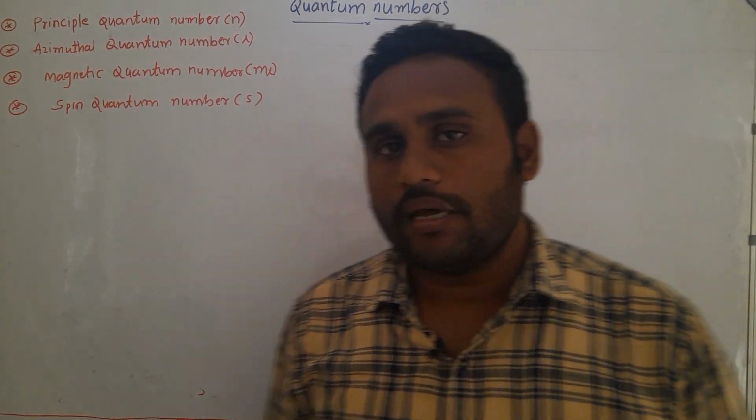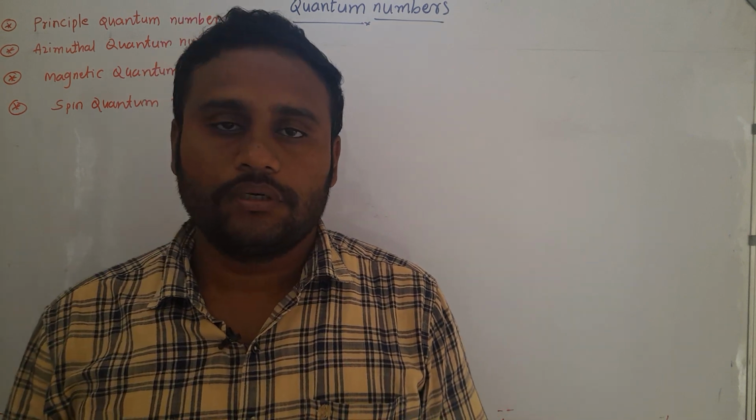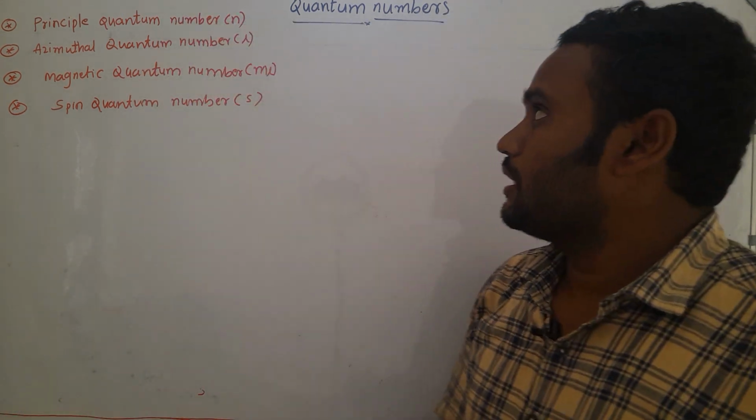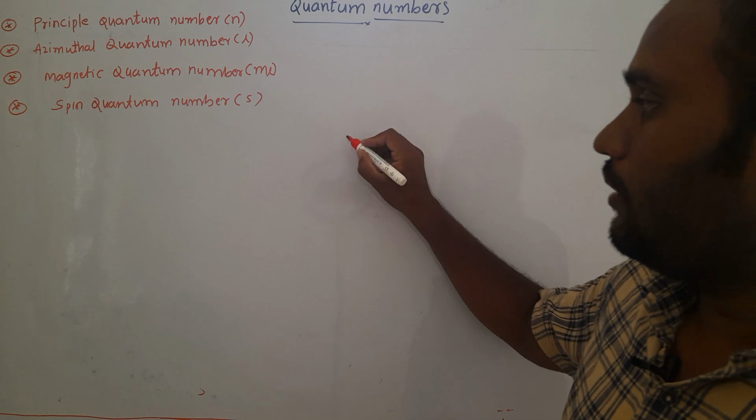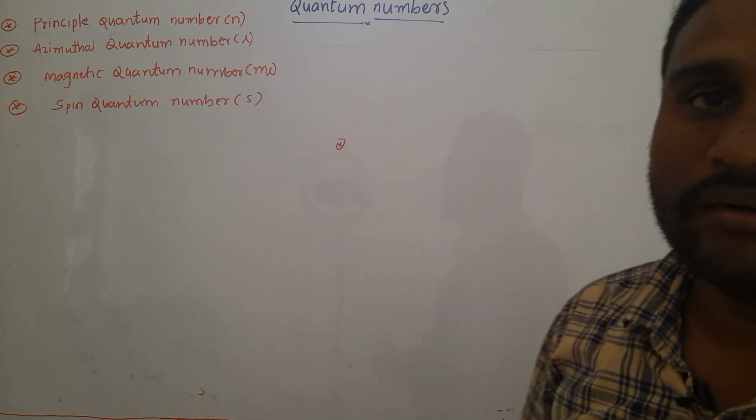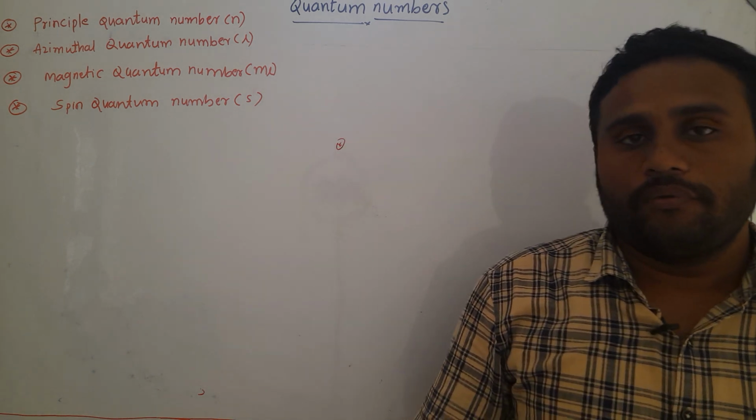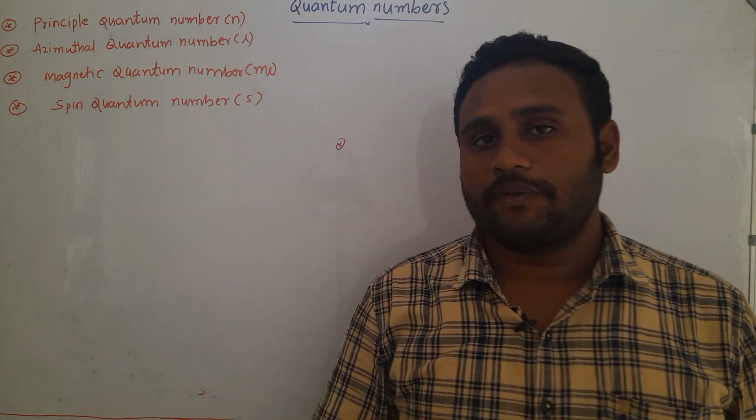In this video lecture, I am going to explain about the quantum numbers. So what are the quantum numbers? Quantum numbers are nothing but they give the address of an electron. So how do we get a particular or specific address?